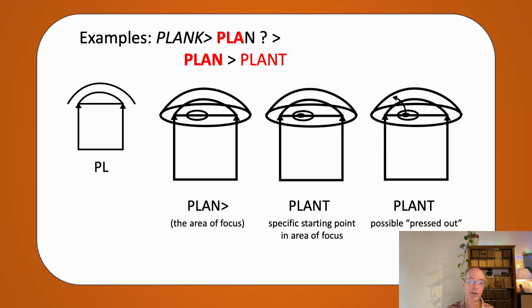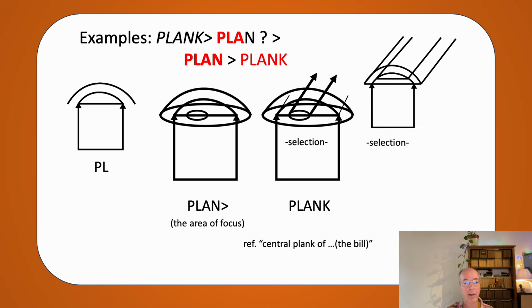There's a specific starting point in the area of focus that we have, and because it's the potential point of presentation, it also can be pressed out of it, and then we have something that grows out of the place, which is a plant. So a plant is something that is planted in an area. This area can be the focus foundation, but something can grow out. A plant in all the meanings of the word. And then we go back to the plank.